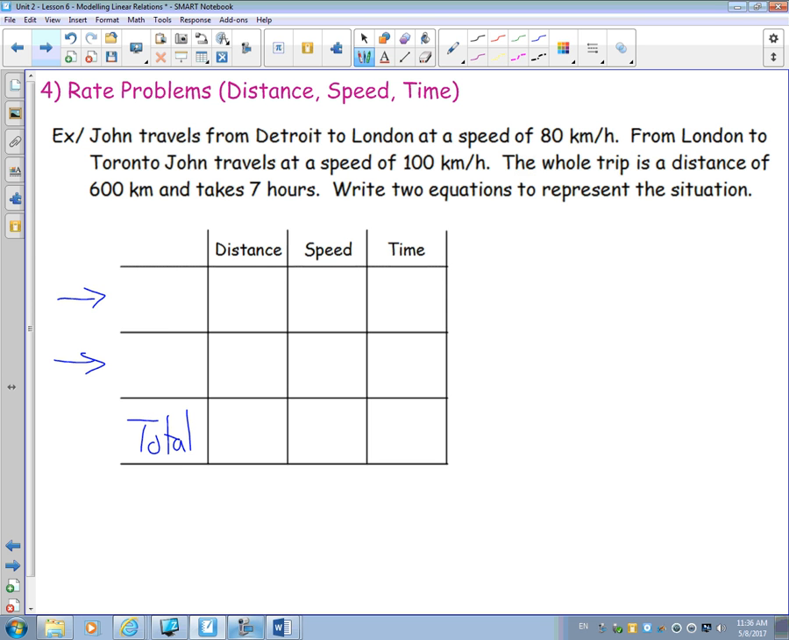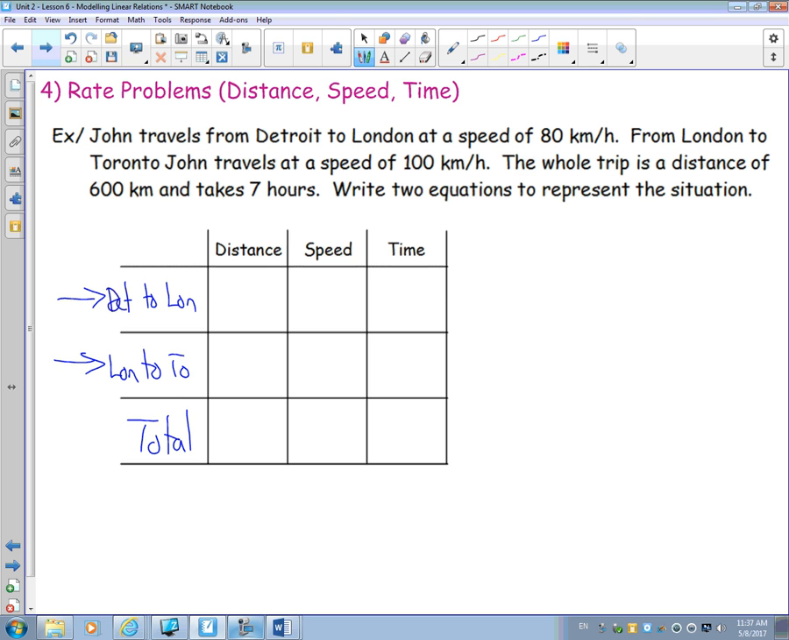If you look at this first example here, we have John. He's traveling from Detroit to London at a speed of 80 kilometers. Then he goes from London to Toronto at a different speed. So the two parts of the problem are Detroit to London, and then London to Toronto.